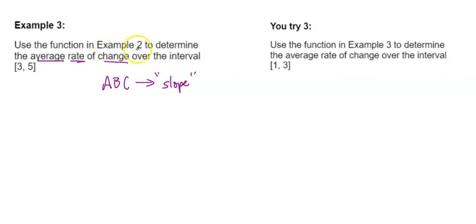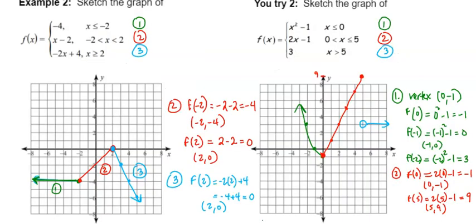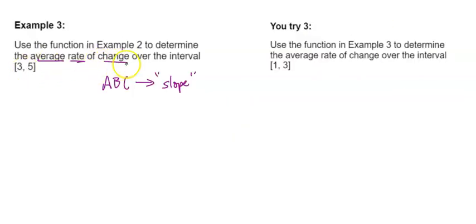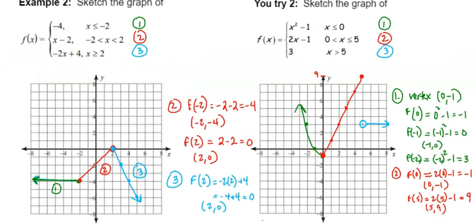So in this case, it says go back to example 2. So we're going to go back to this graph right here, and we're going to find the slope of that piece when x is 3 all the way to x is 5. So basically, I want to look at the interval from 3 to 5 and figure out, first of all, which piece am I on, and what is the slope of that piece.